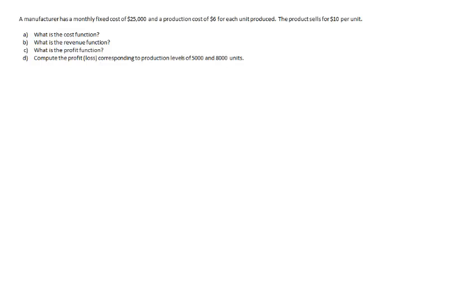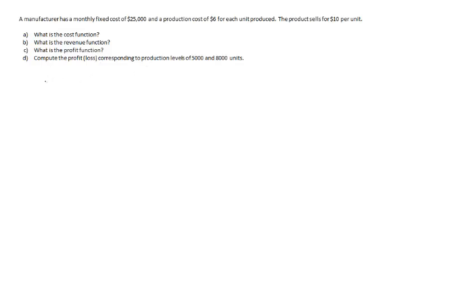In my next example, I have a manufacturer has a monthly fixed cost of $25,000 and a production cost of $6 for each unit produced. The product sells for $10 per unit. And we want to find the cost function, the revenue function, the profit function, and then we want to compute profit or loss at a couple of production levels.